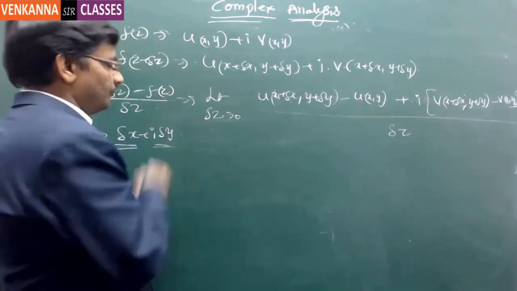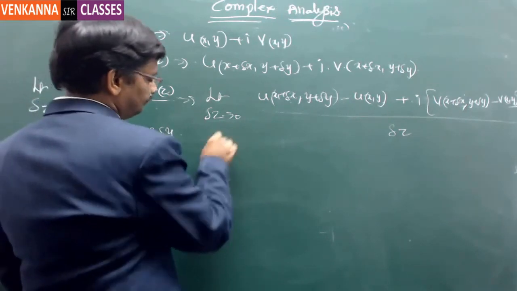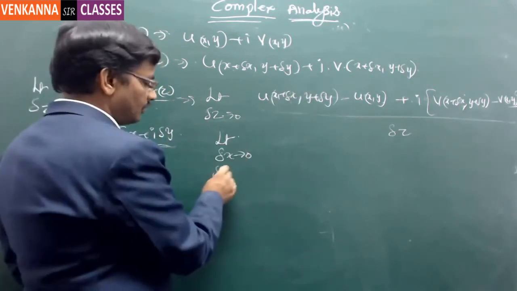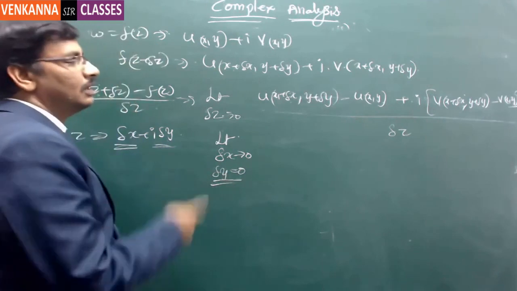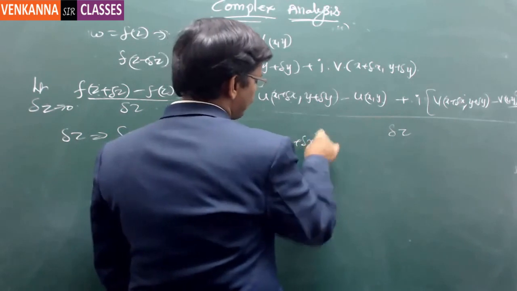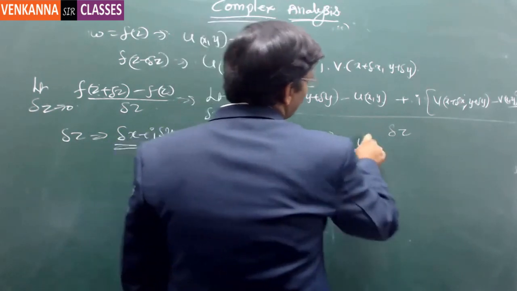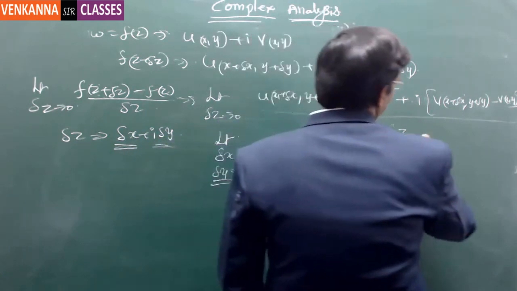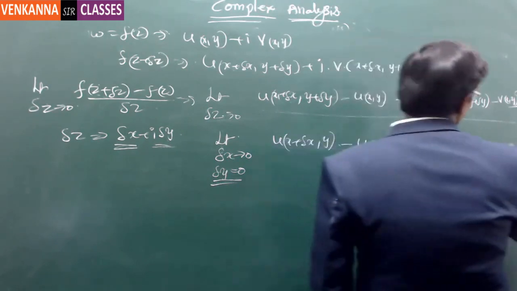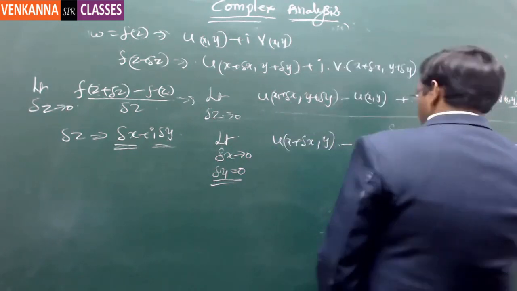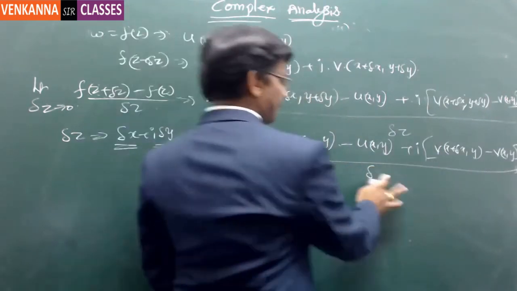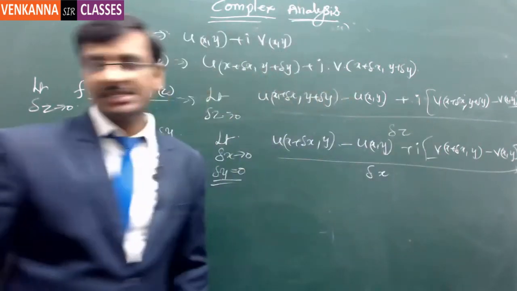So this is limit delta x tending to 0, then delta y is equal to 0. So you have made delta y 0 and then you have identified the function value u of x plus delta x comma y minus u of x comma y plus I times of v of x plus delta x comma y minus v of x comma y divided by, as delta y tending to 0, then this you call as delta x. This is the first limit.